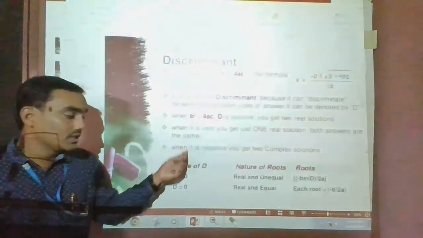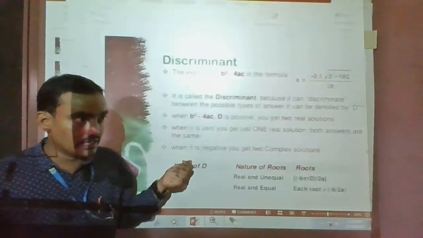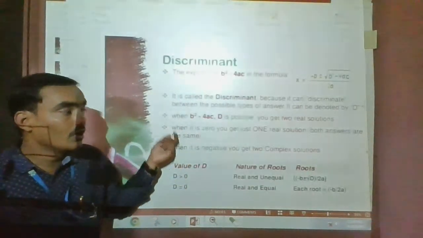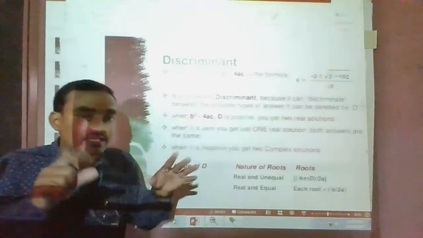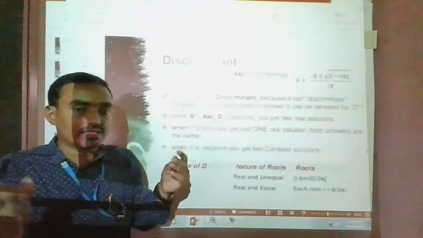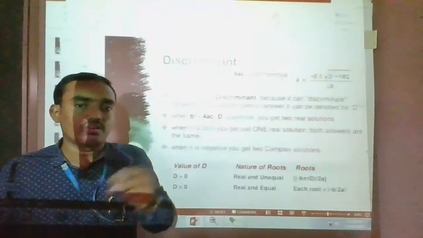Suppose the delta becomes greater than 0, then the roots are real and distinct. Real but distinct means different values, 2, 3, 4, 5, whatever it may be, you will get different values.